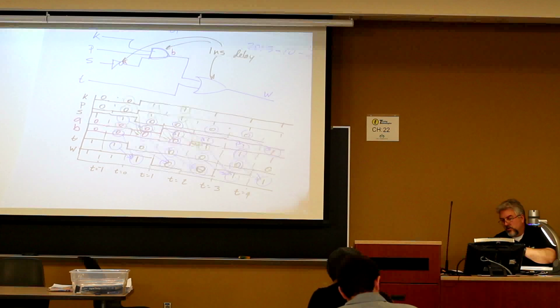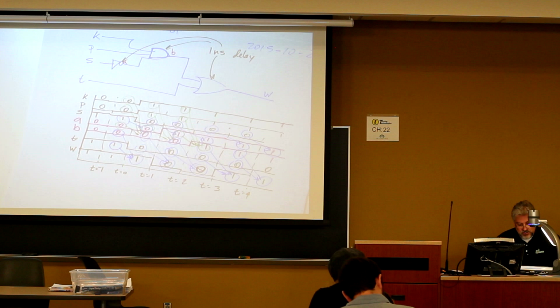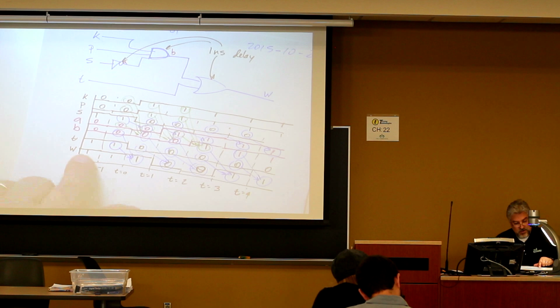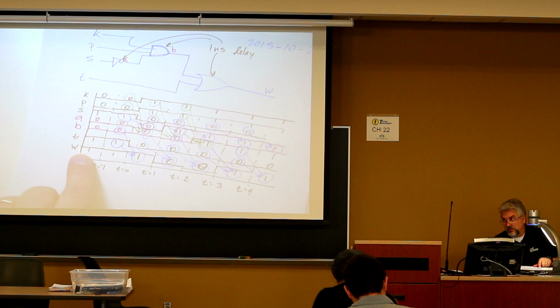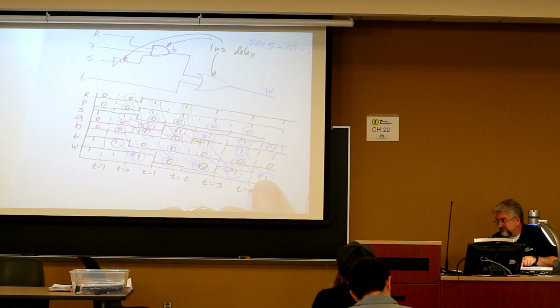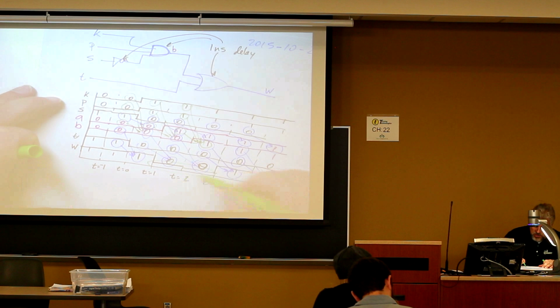And this is why doing it in a simulation is a lot easier, because it does it for you. But one thing I want you to note is what happened. It was at 1, then it went down to 0. This is our eventual output, W. Was at 1, went down to 0, then it went back up to 1. And this is typically called a glitch.